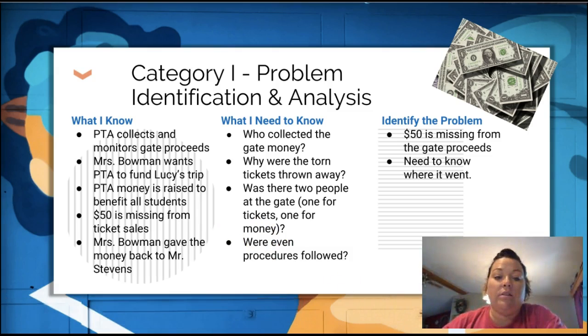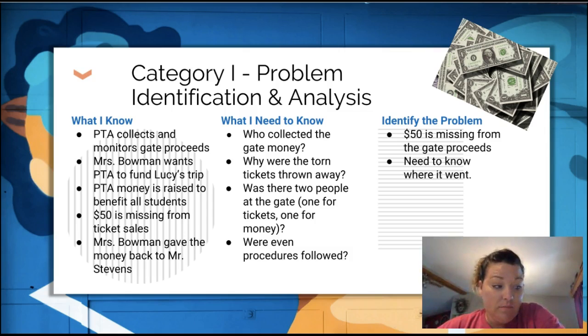So the first category is problem identification and analysis. So what do I know? I know that the PTA collects and monitors the gate proceeds. It says there's supposed to be two people working there. One person to hand out the tickets, one person to collect the money. I also know that Mrs. Bowman wants the PTA to fund Lucy's trip.